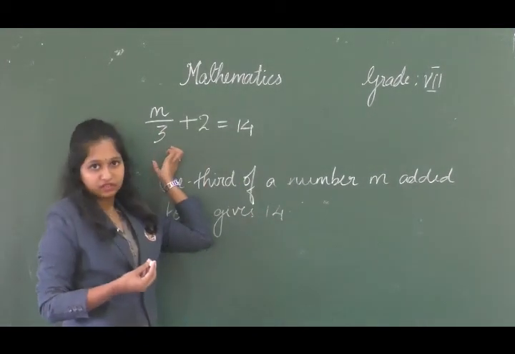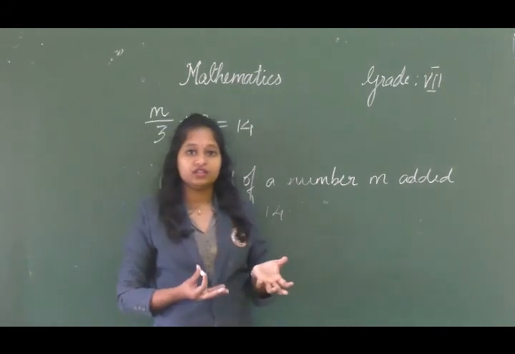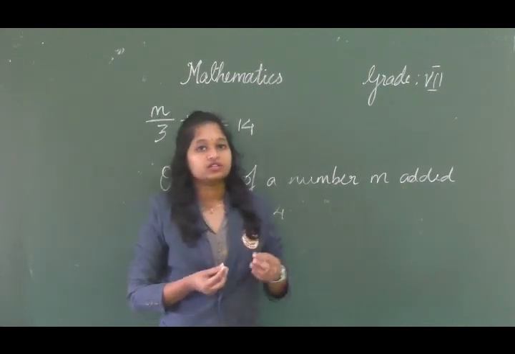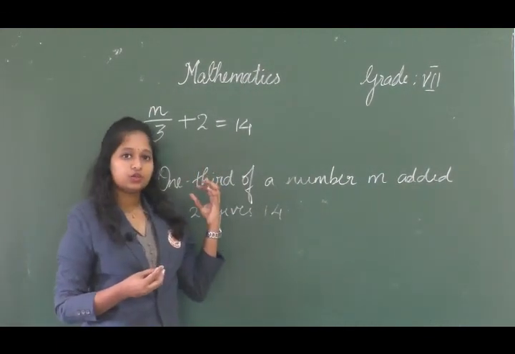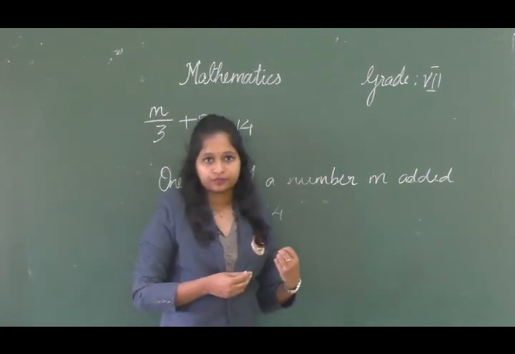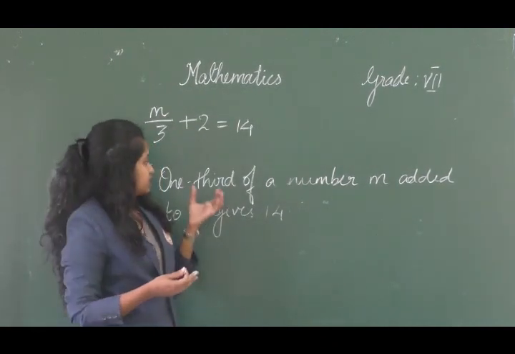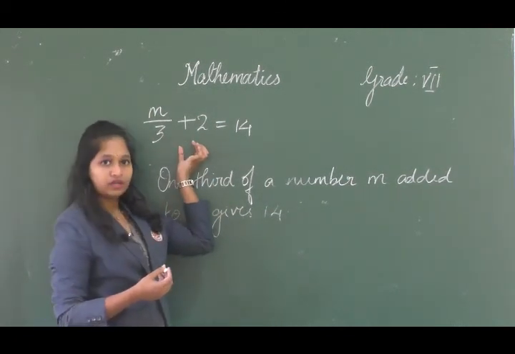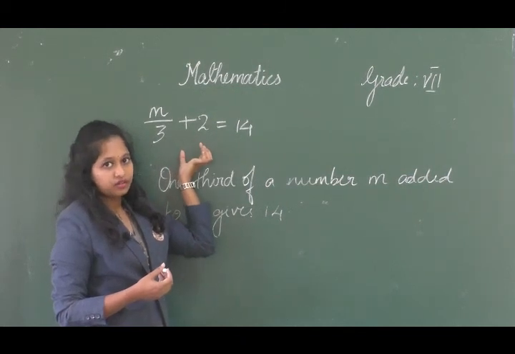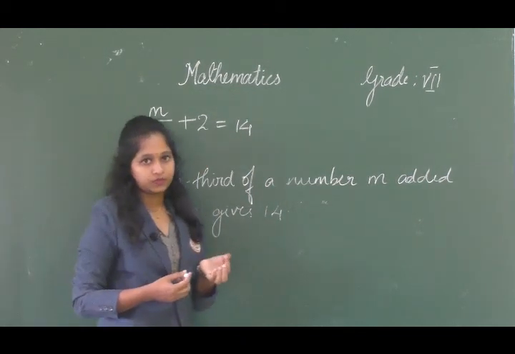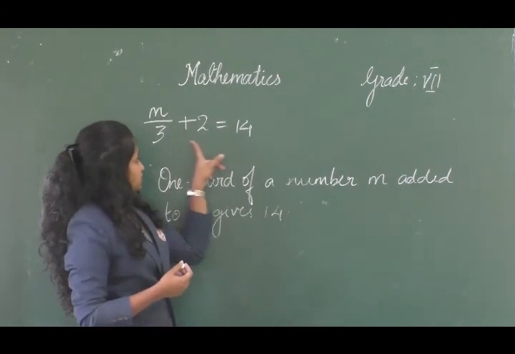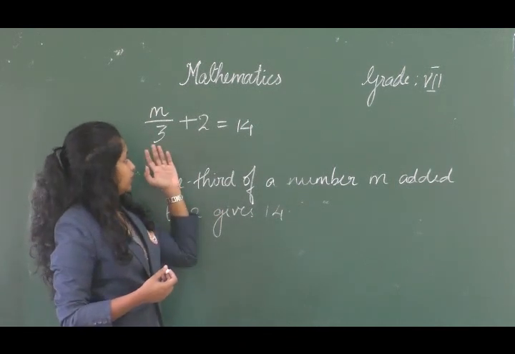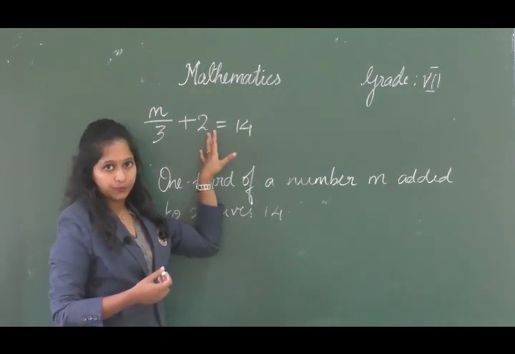Here it is m by 3. So what is 1 by 3 equal to? We can call it 1/3, isn't it? So m by 3 is equal to 1 by 3 into m. So we can write it as 1/3 of m. And next we have one positive symbol here, plus 2. So this in total we can read it as 1/3 of a number m added to 2.